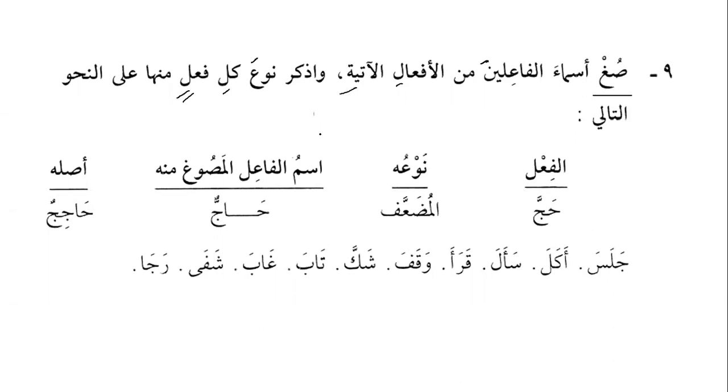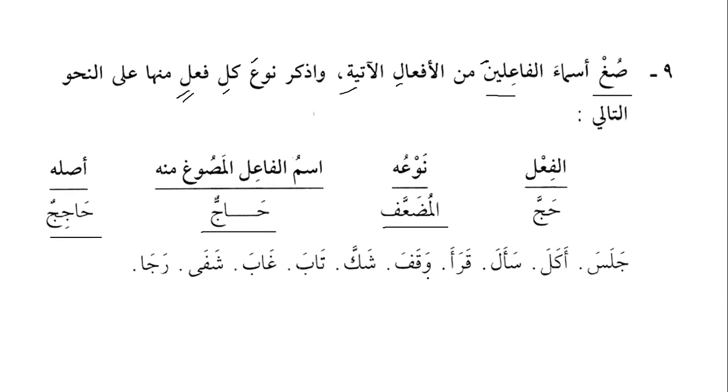So now we have to make ism al-fa'il, that's number one, the doer. And then we have to mention the kind of every verb form on the following pattern. For example, we have here hajja, and naw'uhu is mudaf. Ism al-fa'il al-masugh minhu hajjun, and asluhu hajijun.